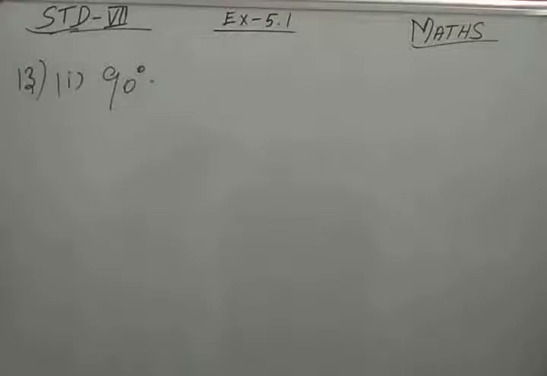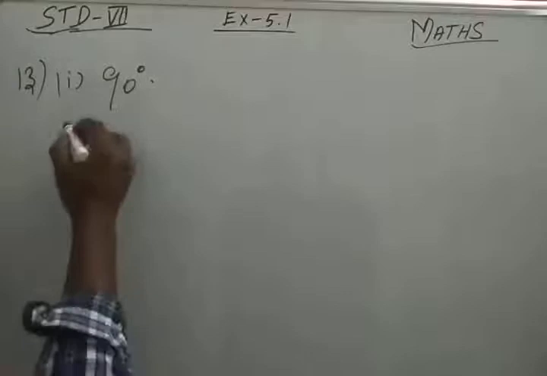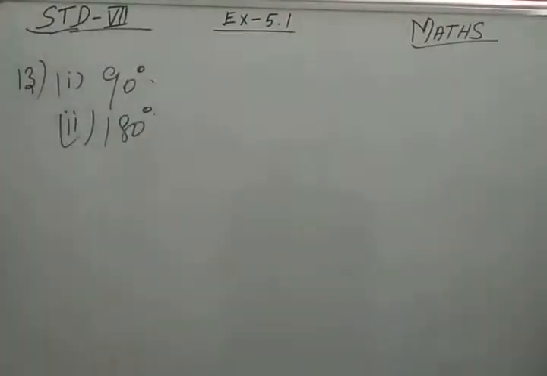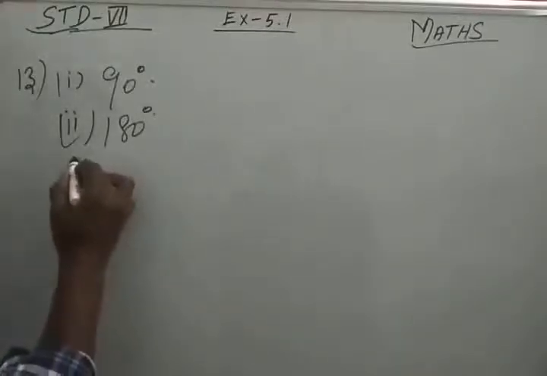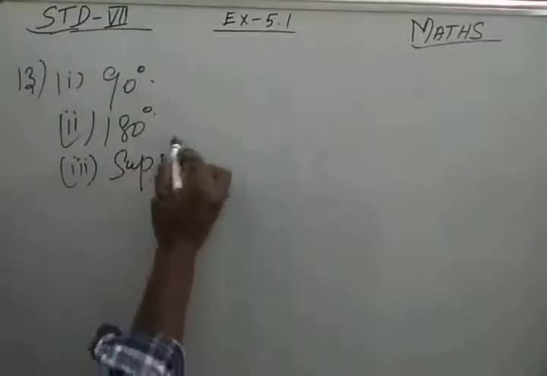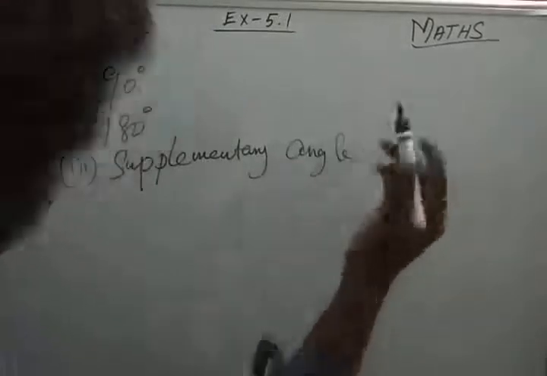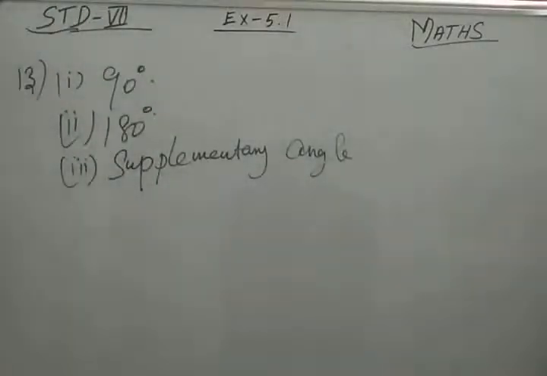Next one. If two angles are supplementary, then the sum of their measures is 180 degrees. Next one. If two angles forming a linear pair are, what can we say? One more name for the linear pair is supplementary angles. Supplementary angles. Okay, third one done.